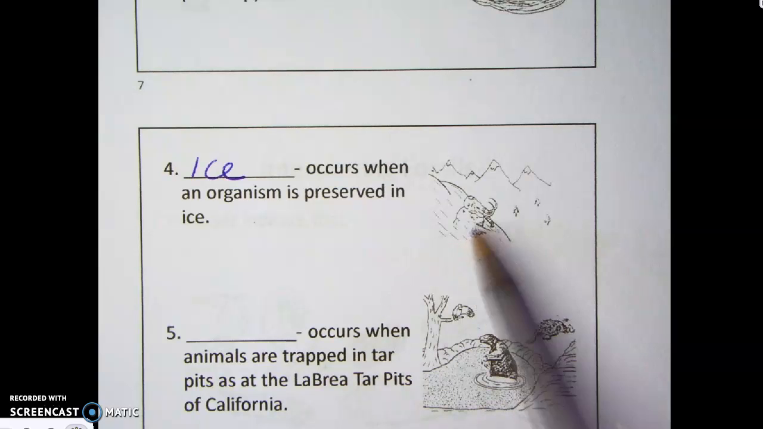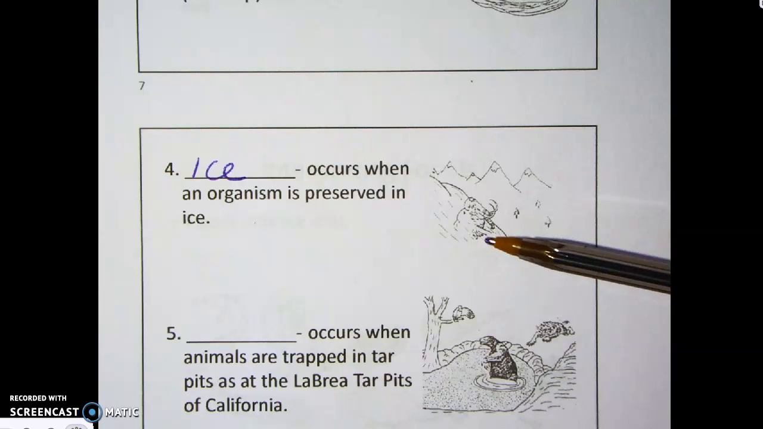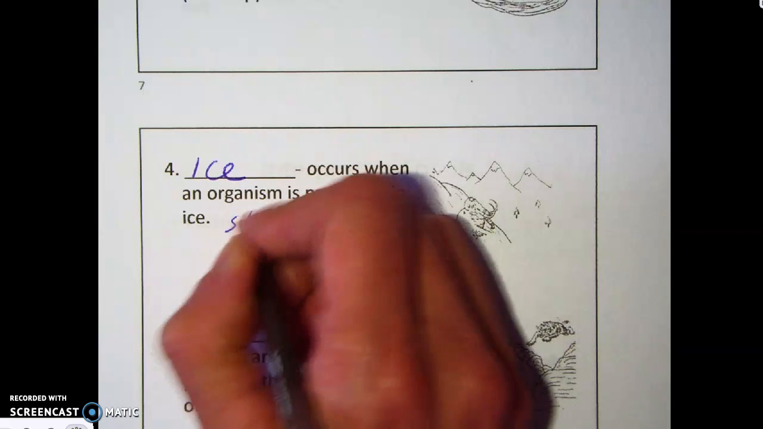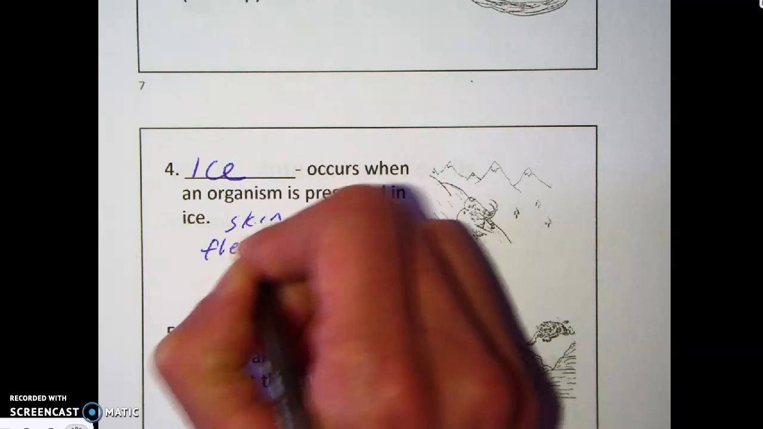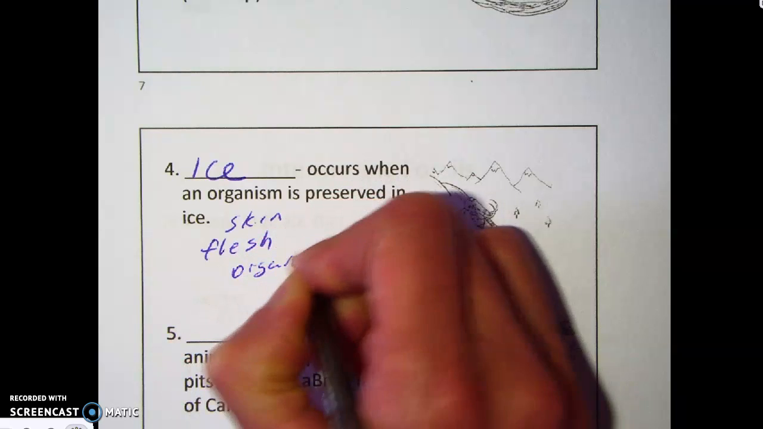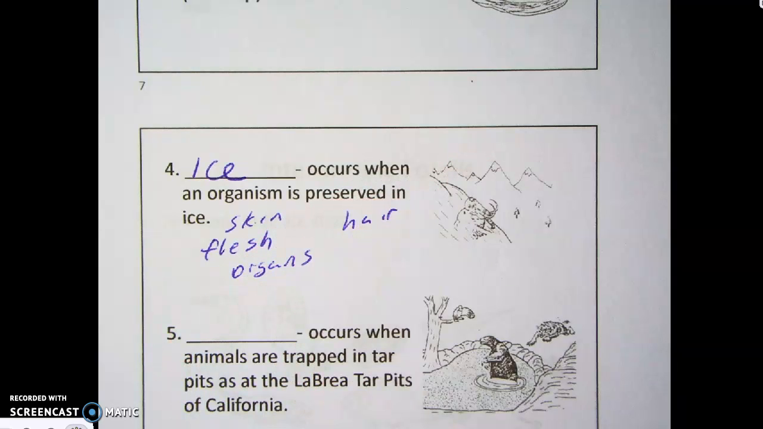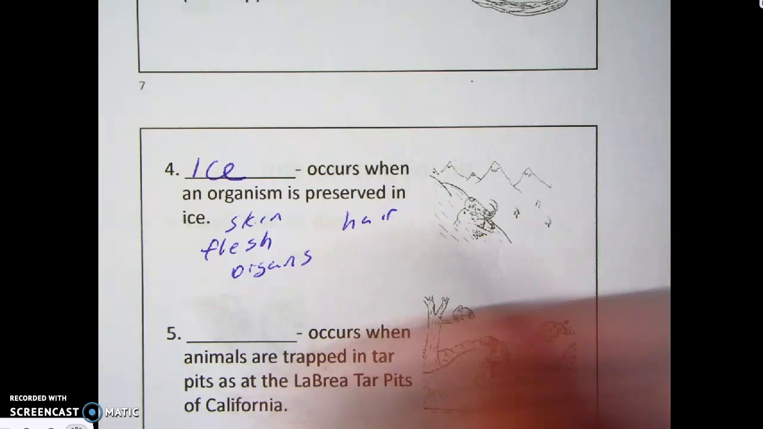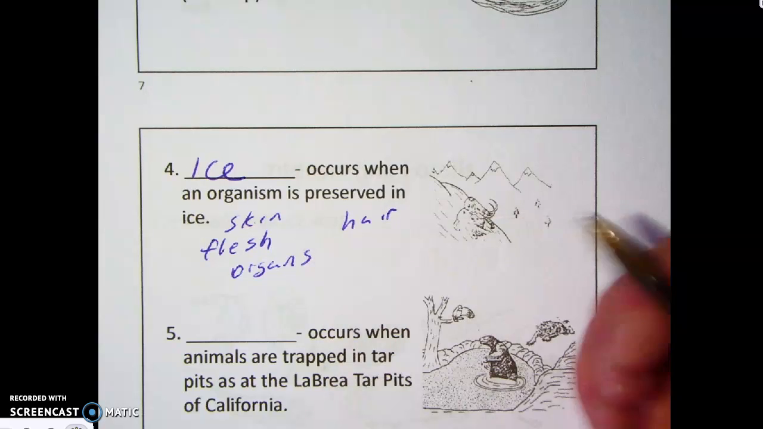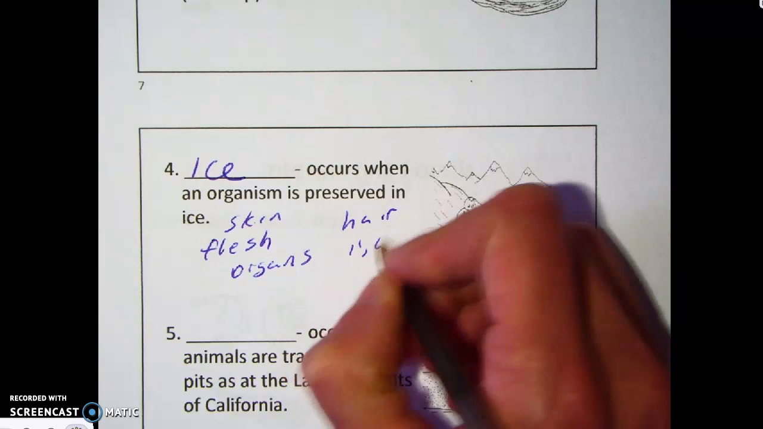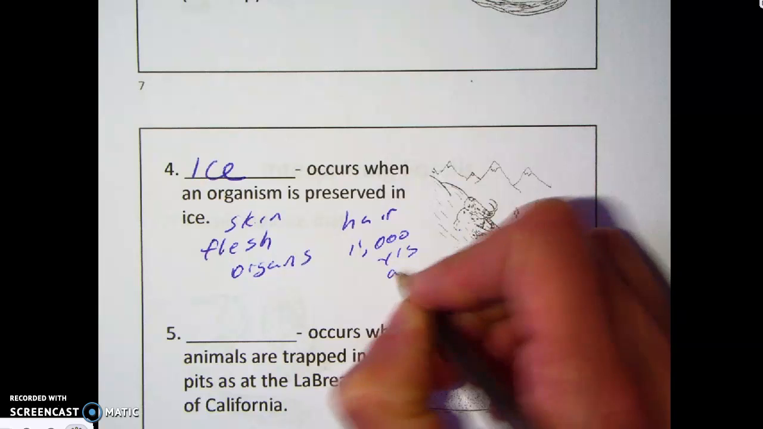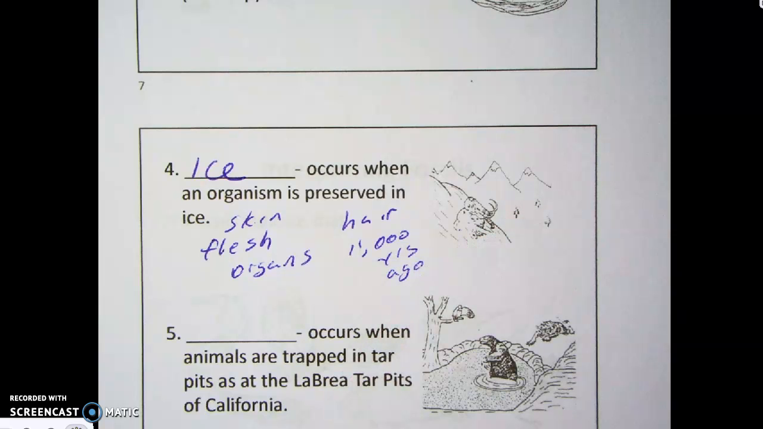So one of the things that's really interesting about preservation in ice is that we have skin, flesh, organs, hair. The things that would normally decompose are preserved. So we have a better picture of the animal, what it was really like. Again, this goes back not that long ago. The last ice age was 11,000 years ago. So we're not talking about millions of years ago like we're talking about with dinosaurs.